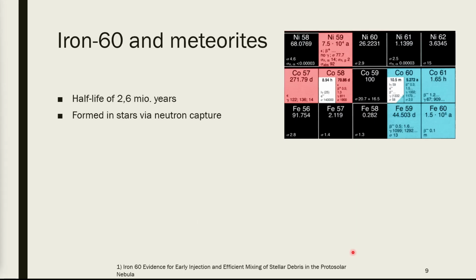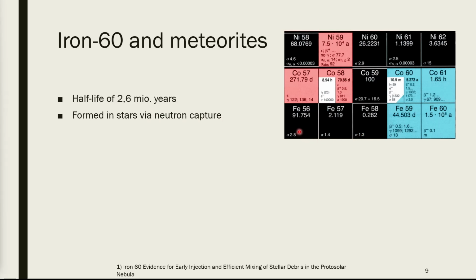Last but not least, the last application is iron-60 and meteorites. Iron-60 has a half-life of 2.6 million years. This is the more accurate one. This is a very old chart of nuclides, so 2.6 million years is the correct answer. And it's formed via neutron capture.